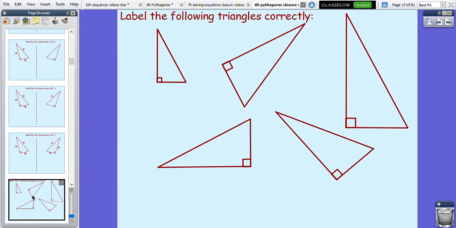Right? So, for these triangles, again, could you please pause the video and tell me which lengths you think should be labelled C? So remember, C must be the longest length opposite the right angle. So pause the video and I'll show you our C lengths afterwards.